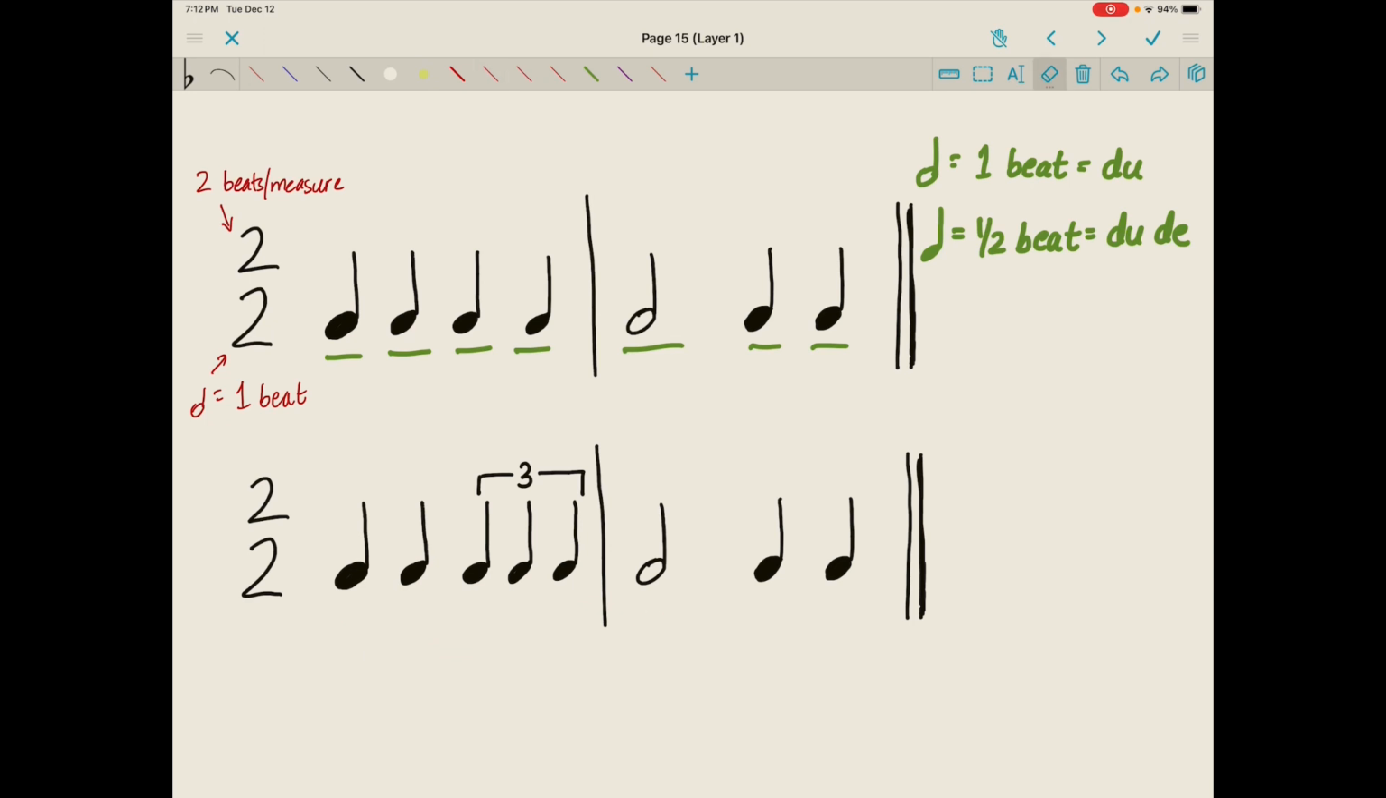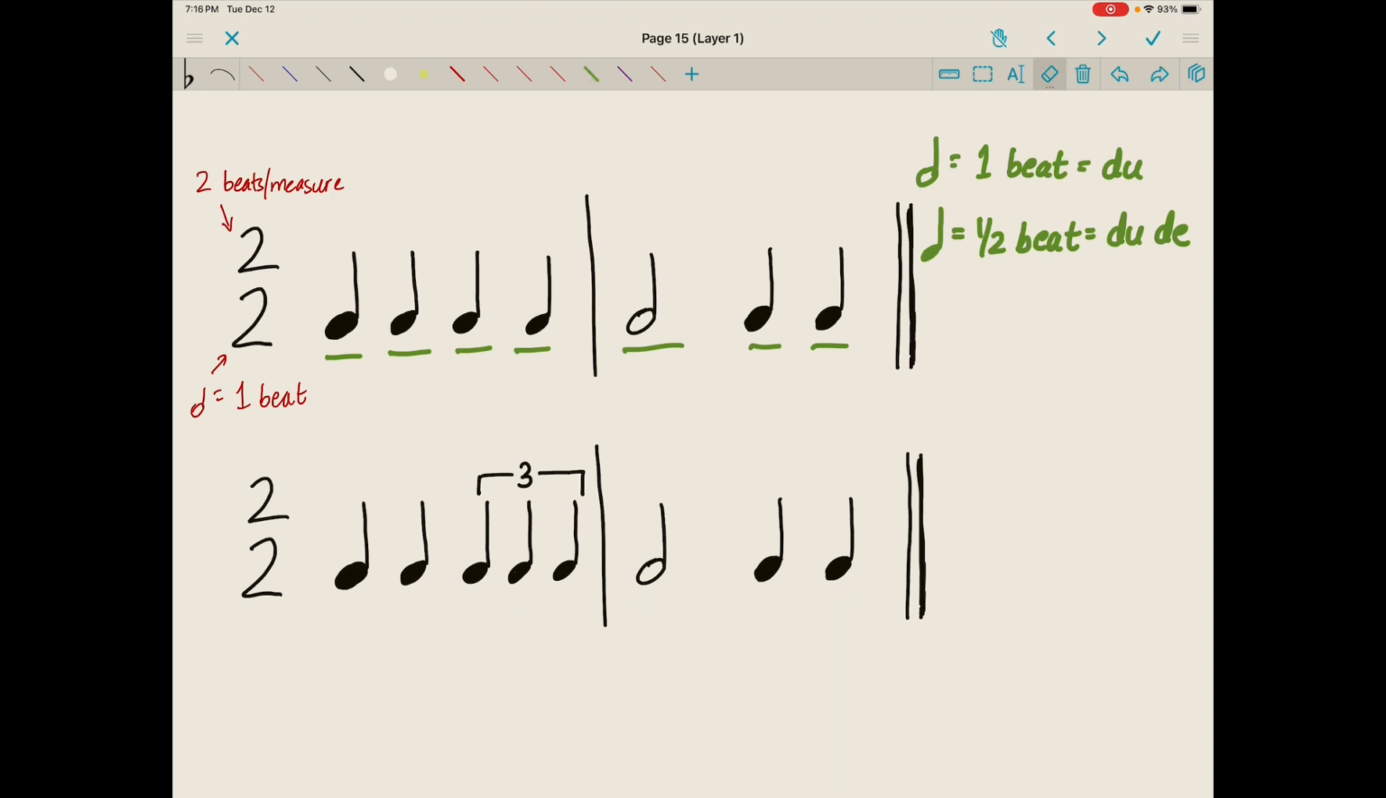Setting the metronome at 60, this is what it would sound like. Ready, clap. Ready, speak. Do, day, do, da, dee, do, day.